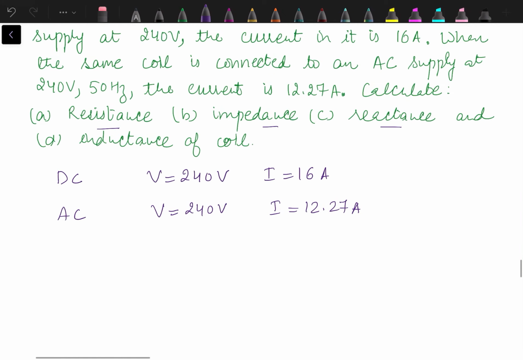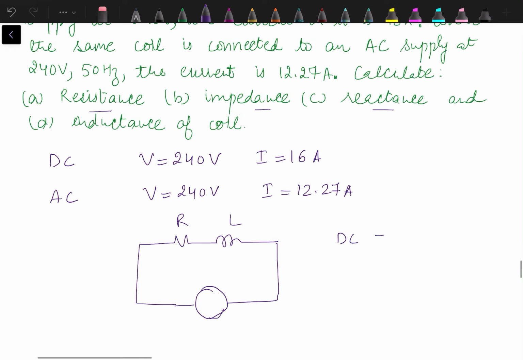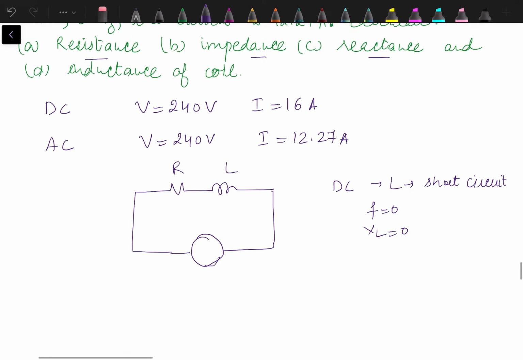So an inductive coil means basically an RL series circuit. And here we have the source, which can be AC or DC. So when it's a DC source, at that time inductor behaves as a short circuit. Now why short circuit? Because DC has frequency 0 and XL is 0. So the current is basically flowing through resistance only. So R is V DC by I DC, we can say.